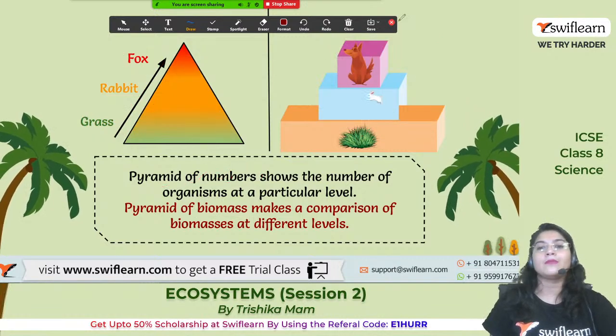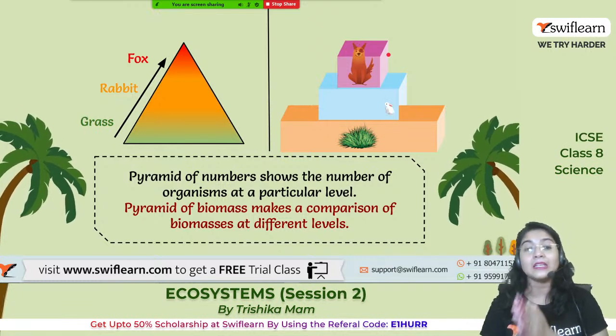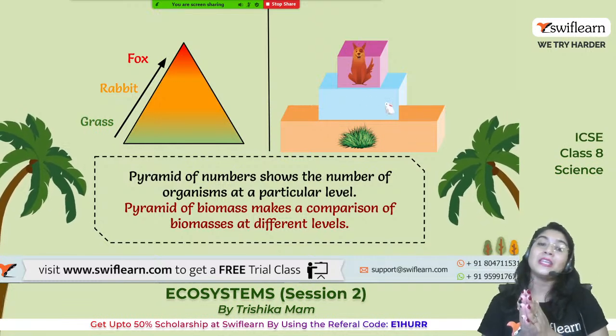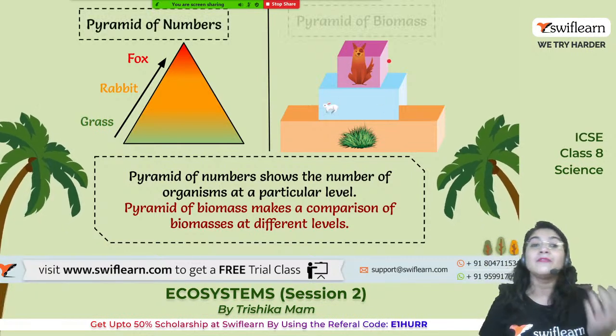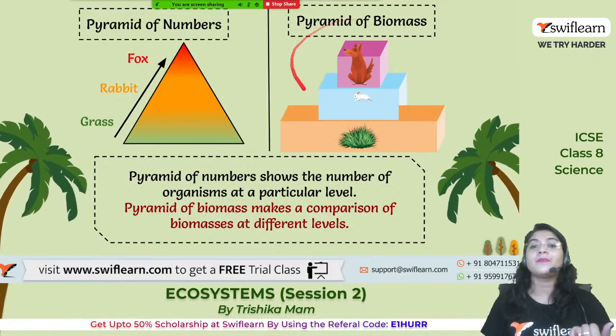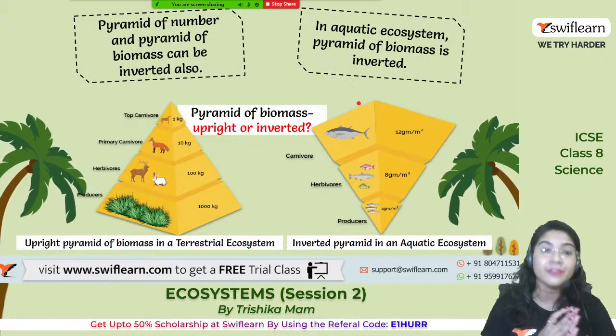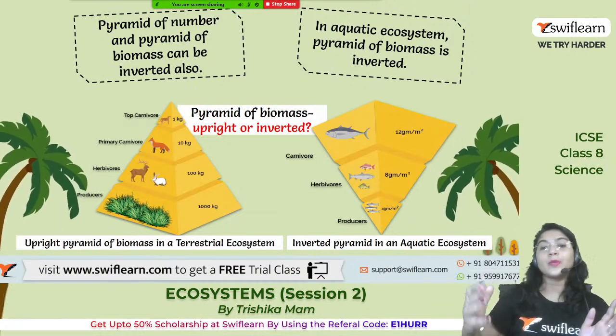अभी हम एक different idea बताएंगे, that is, only this pyramid cannot be upright all the time. This pyramid can be inverted also. Okay, so pyramid of number and pyramid of biomass can be also inverted sometimes. In definitely some other examples we will be able to see.